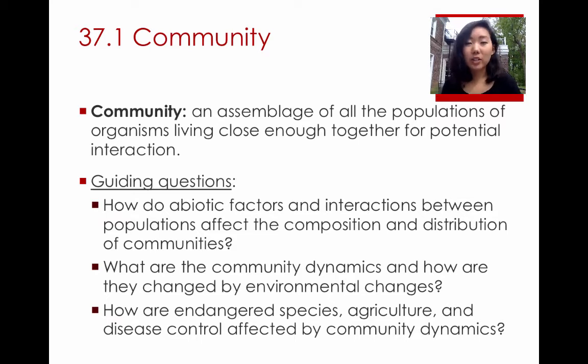Some important guiding questions for this chapter. Number one, how do abiotic factors, which are just environmental factors, how do these interactions between populations affect both the composition and distribution of communities? So pretty much, what is affecting the way a community is arranged? Another question, what are the community dynamics and how are they changed by environmental changes? And also, how are endangered species, agriculture, and disease control affected by community dynamics? Those are different applications of studying community ecology.